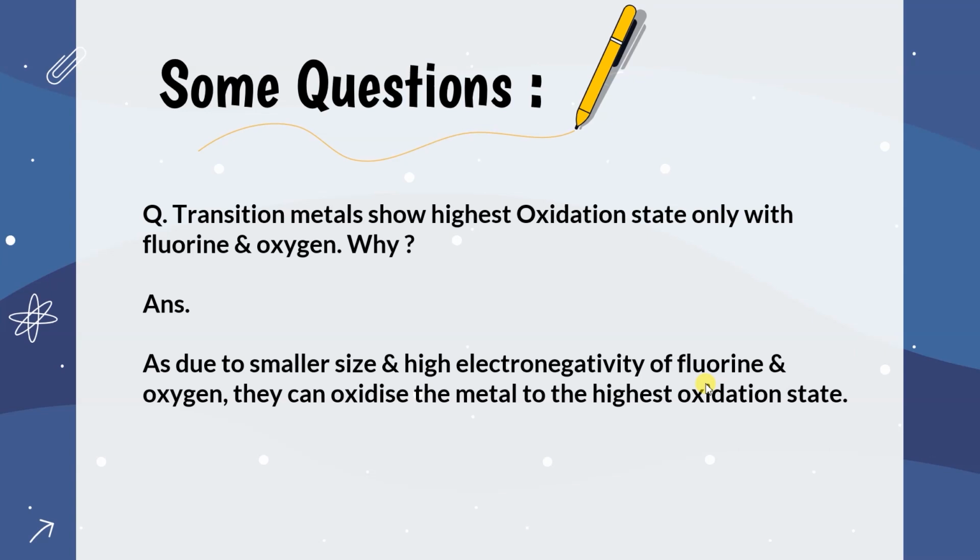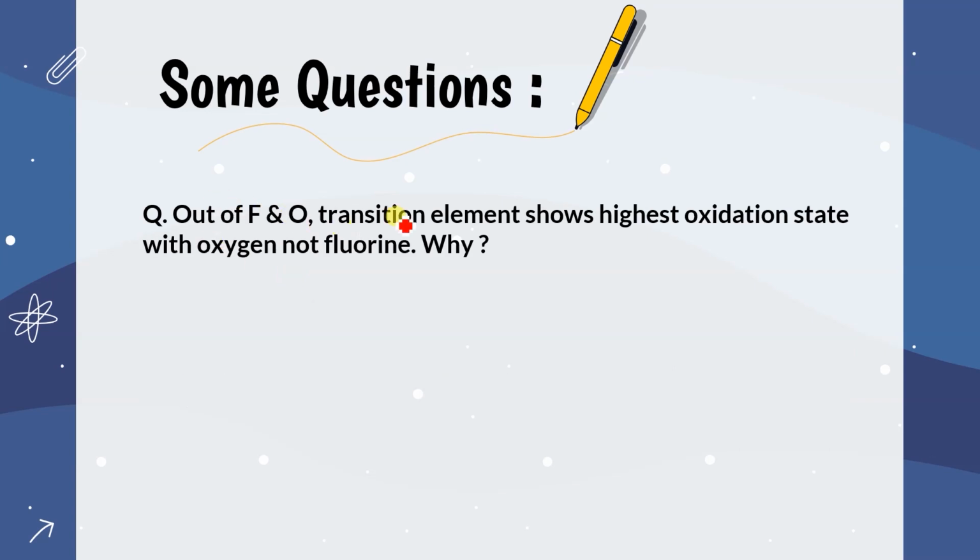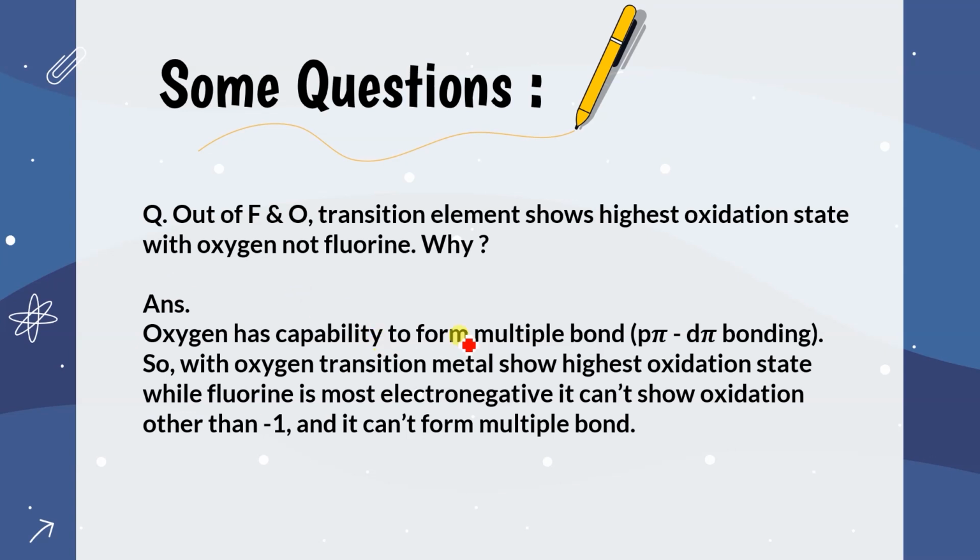Okay, now if we change this question a little, out of fluorine and oxygen, the transition element shows highest oxidation state with oxygen, not with fluorine. Why? That also we have done, because oxygen has the capability to form multiple bonds. So that's why oxygen has more tendency to oxidize the metal to its highest oxidation state, even compared to fluorine. Got it? Out of fluorine and oxygen, transition element shows highest oxidation state with oxygen, not fluorine. Why? This is the same question I was talking about. Oxygen has capability to form multiple bonds, p-pi d-pi bonding.